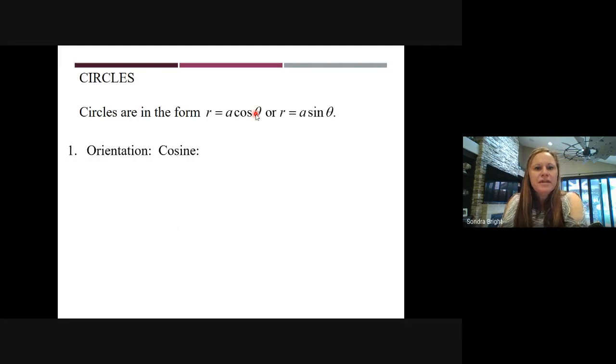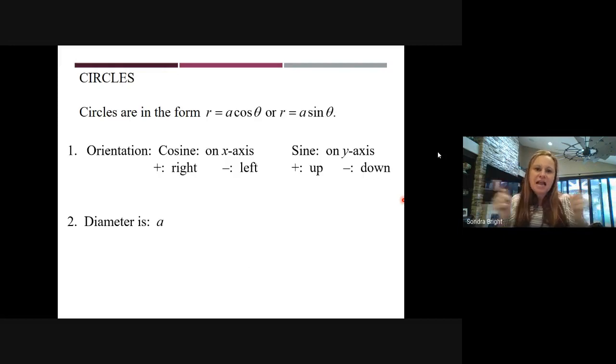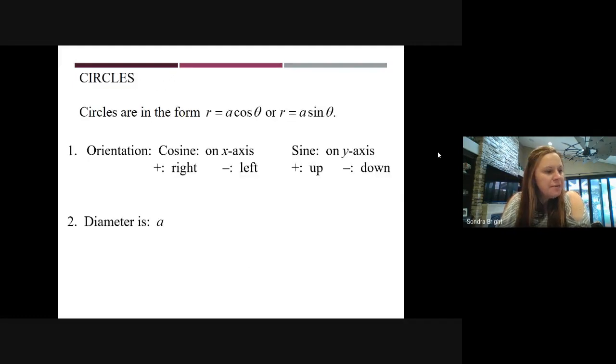All right, so the orientation: if it's cosine, you're going to be on the x-axis. If a is positive, it'll be to the right of the origin. If it's negative, it'll be to the left. Sine, you'll be on the y-axis. Positive, you'll be above, and negative, you'll be below. Your diameter is a, so that's not your radius, it's the diameter. It'll be the length of the entire circle, that whole diameter there. So the diameter is going to be just that value a.